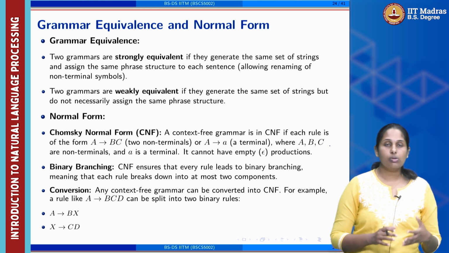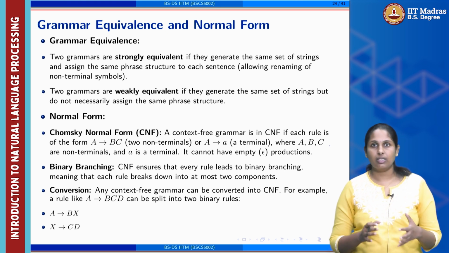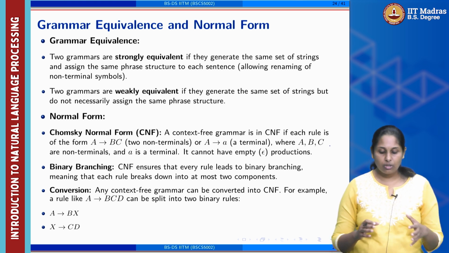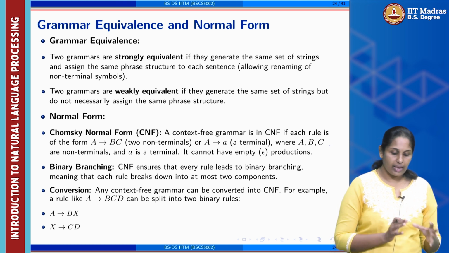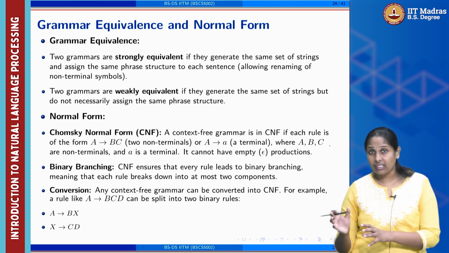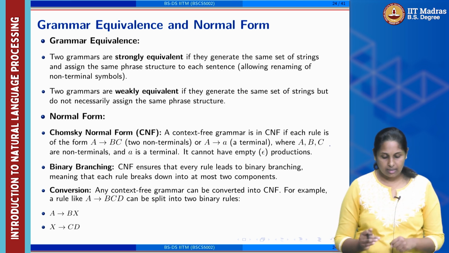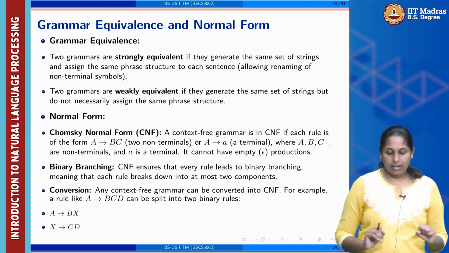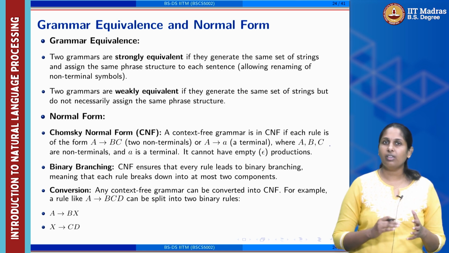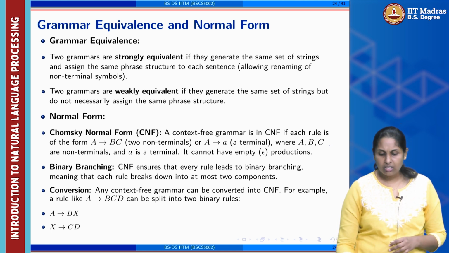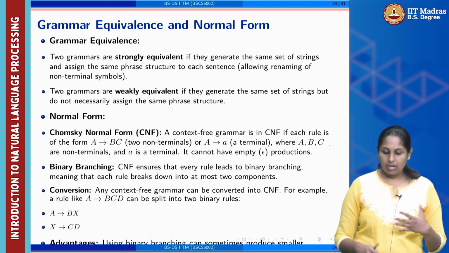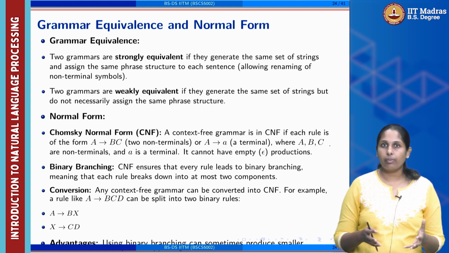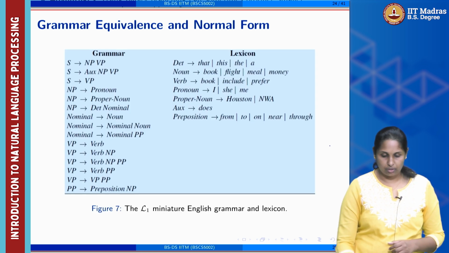So, when you have rules like A is rewritten as B, C, D, it has to split into two binary rules, where A is rewritten as B X, and X is rewritten as C D. This kind of conversion will help us in coming up with a very regular pattern of languages, and also reduce the branching, so that grammar patterns are also manageable now.